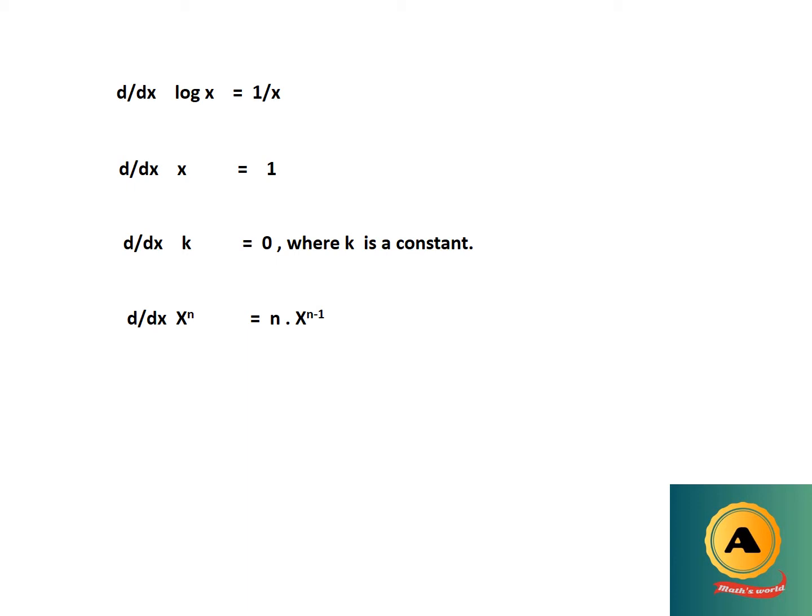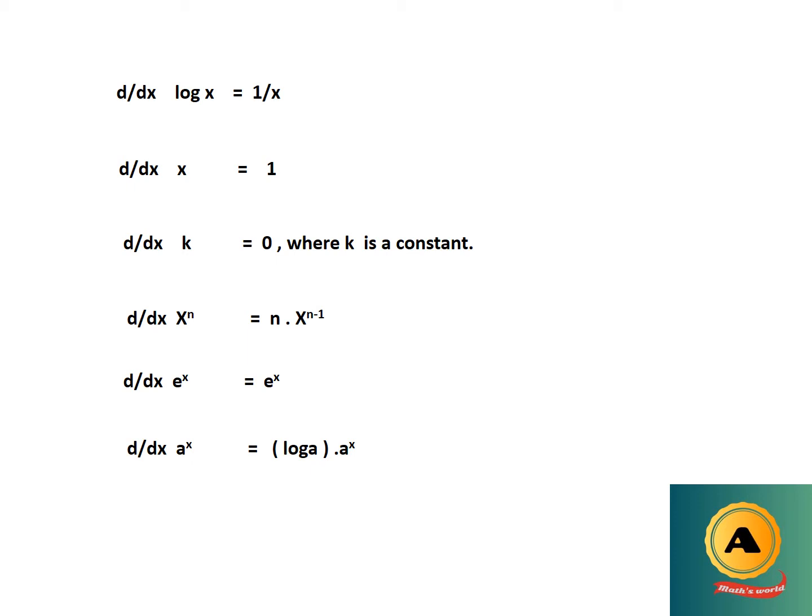Derivative of x raised to n equals n into x raised to n minus 1. In x raised to n, x is the base and n is the index. n can be any real number. When the base is a variable and the index is a real number, then we can apply this formula, derivative of x raised to n.